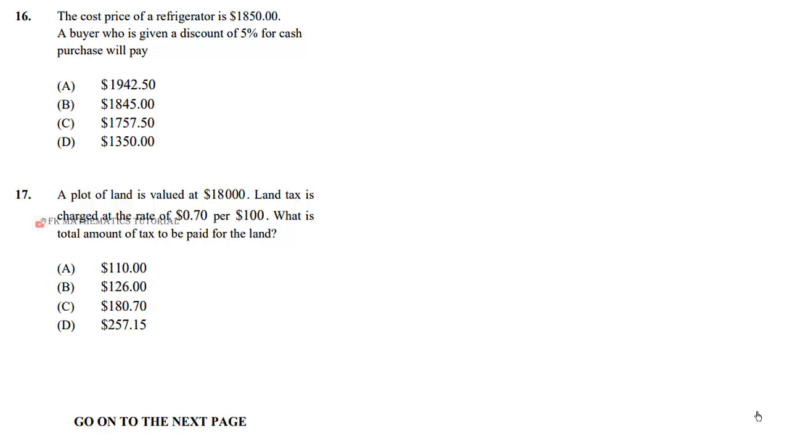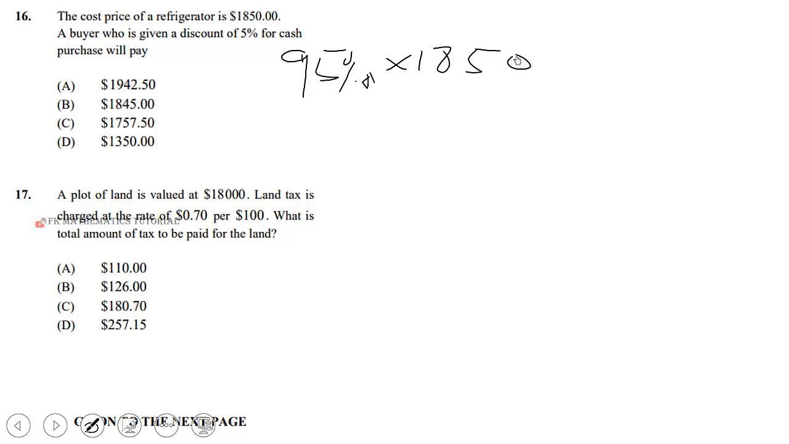Here we have question number 16. The cost price of a refrigerator is $1,850. A buyer who is given a discount of 5% for cash purchase will pay. If you are given a discount of 5%, you are going to pay 95% of the cost. So 95% of 1850 dollars, which is the same as 95 times 1850 by 100.